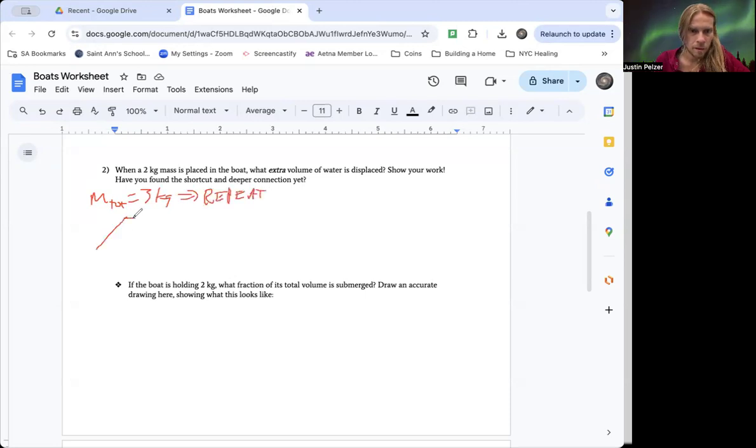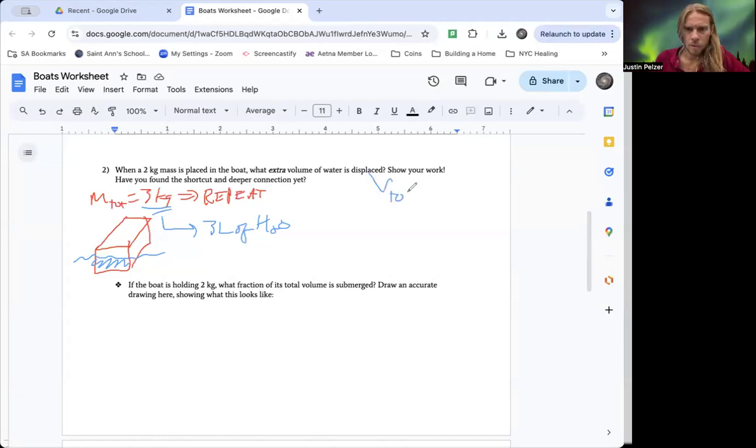And clearly it's going to sit deeper now in the water, right? It's going to sit deeper. Not that deep though, because if I displace 3 kilograms, that's going to be 3 liters of H2O. But the entire volume is going to be 20 times 40 times 20, which is 16,000. The comma is there.